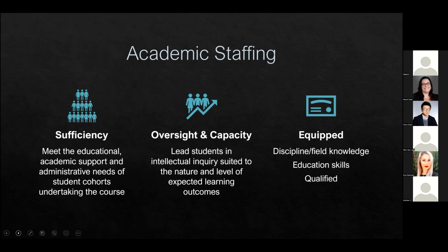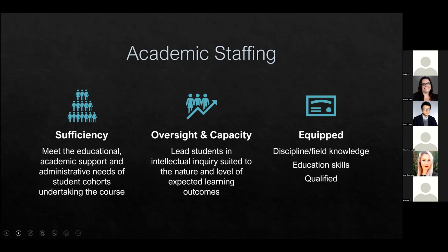Sufficiency means that within the institution's profile, within the course profile, they've got sufficient numbers of staff to meet the educational, academic support, and administrative needs of the student cohorts undertaking the course. Basically, they've got enough staff employed to deliver the program, to administer the program, and to support the students in that course to achieve the outcomes that they've outlined.